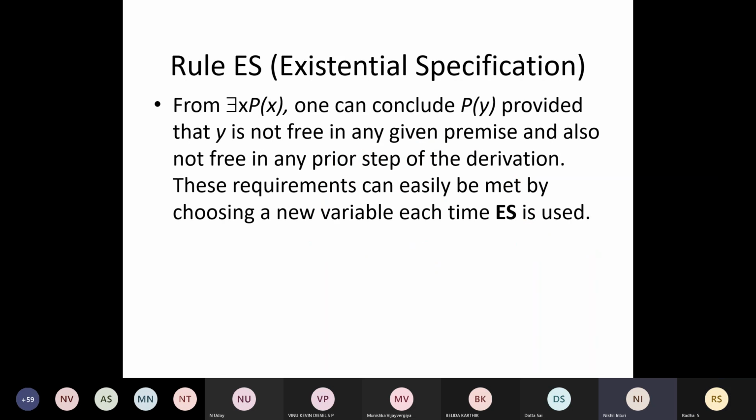Okay. Then existential specification. So I say there exists X, P of X. From this, I can conclude P of Y. Here you have to have some condition. See, from there exists X, P of X, one can conclude P of Y, provided Y is not free in any given premises. You are using Y, right? So I'm saying there exists X, P of X. There exists somebody who is good in this particular class, right? I'm saying particularly some Ram is good.